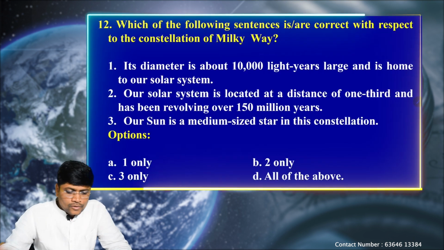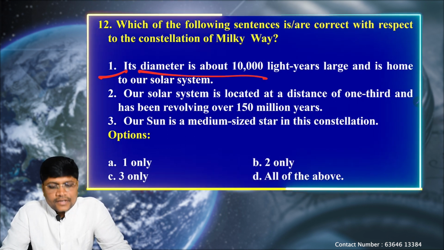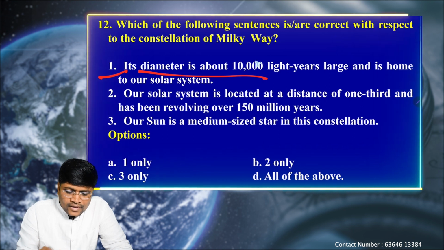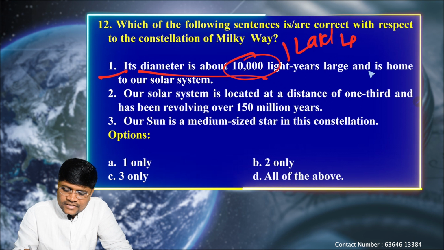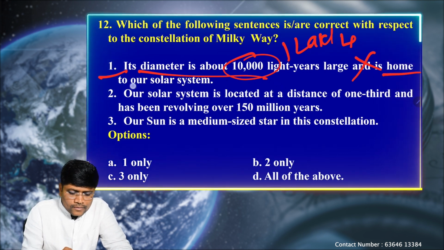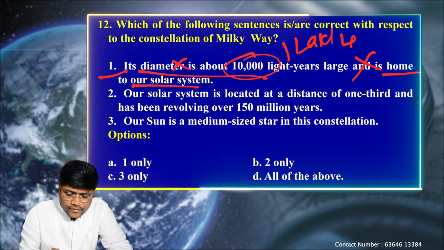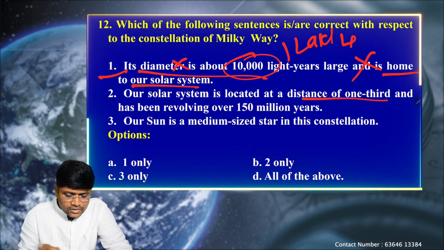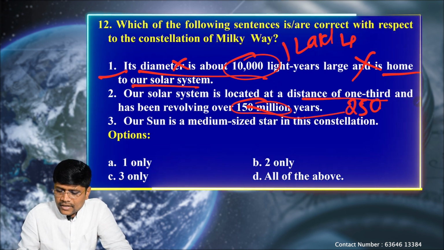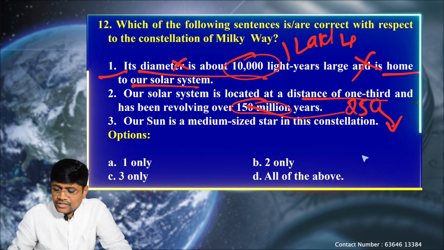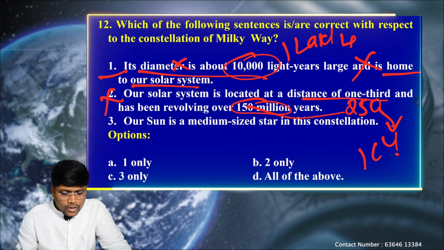Okay. So again the options here: it says that the Milky Way galaxy's diameter is 10,000 light years. No, it is 1 lakh light years. That's why this statement becomes wrong. But our solar system is a part of this one, correct. But half the statement is wrong. Next, our solar system is located at a distance of 1/3 and has been revolving for 150 million years. No, this is 250 million years, and that duration we call one cosmic year. So this statement is also wrong.